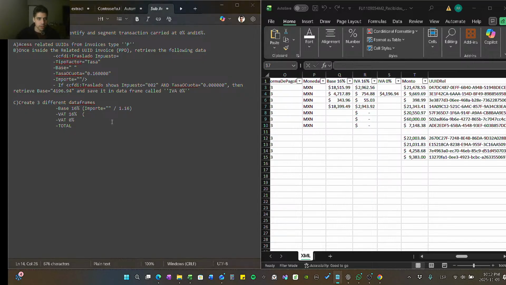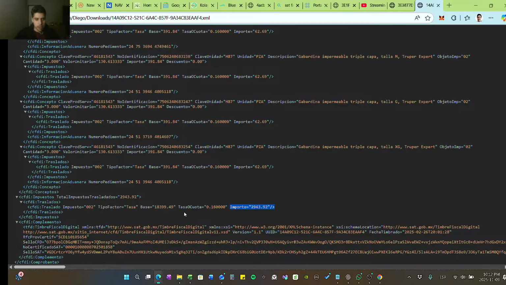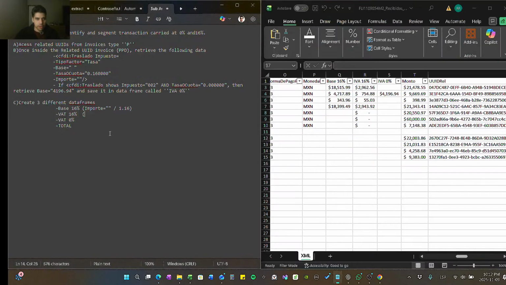And then the VAT math logic is the base, whatever is inside these quotations, times 16%, to add back the tax in a different column.